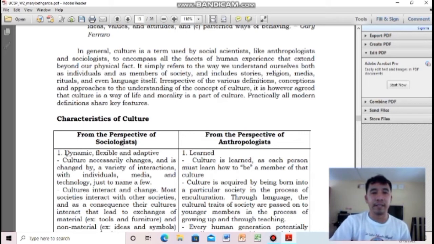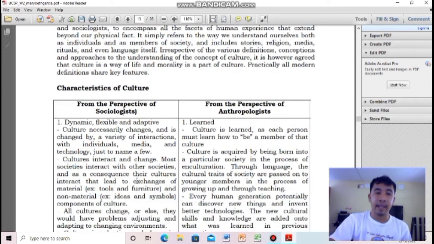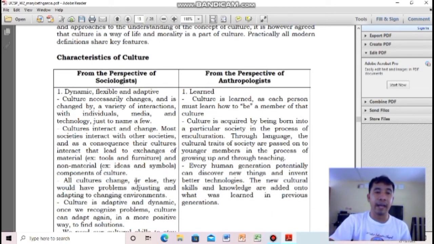Okay, so first characteristic of culture according to the perspective of sociologists is that it's dynamic. Dynamic means it's broader in sense, flexible, it can go beyond the test of time, and adaptive, meaning it can go with the flow. Culture necessarily changes and is changed by a variety of interactions with individuals, media, technology, and many others. Cultures interact and change.